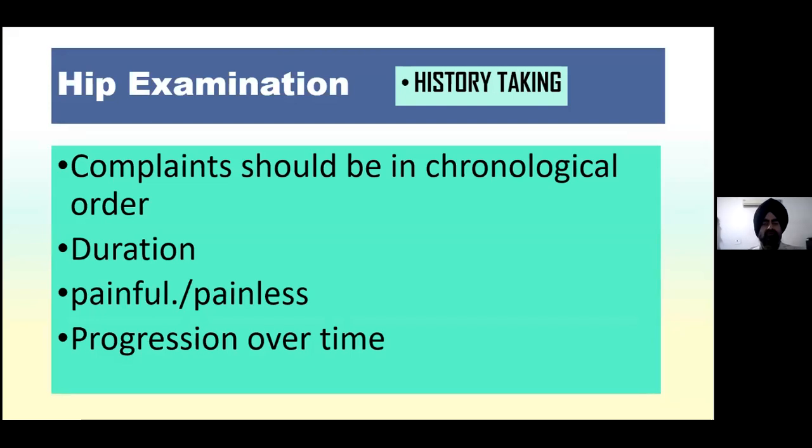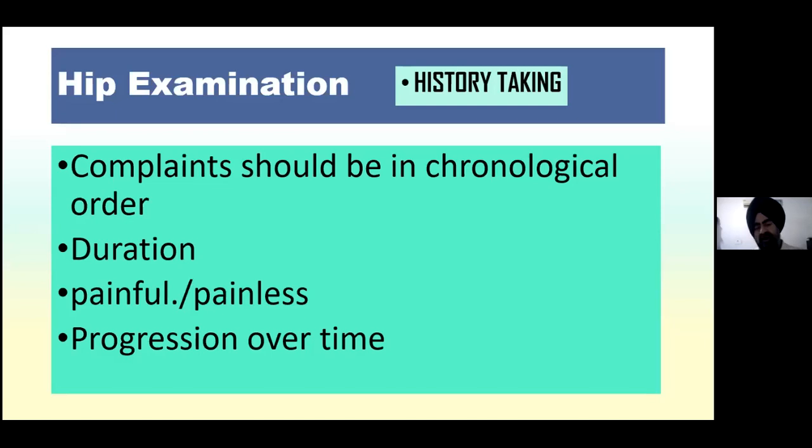We should take a proper history. The complaints should be in chronological order as they come up. We should be careful to note the duration of the disease, whether it is painful or painless, and how it has progressed over time, meaning whether it has progressed rapidly or evolved slowly, whether it has stopped progressing or is still progressing over time, and whether the patient's condition has worsened.